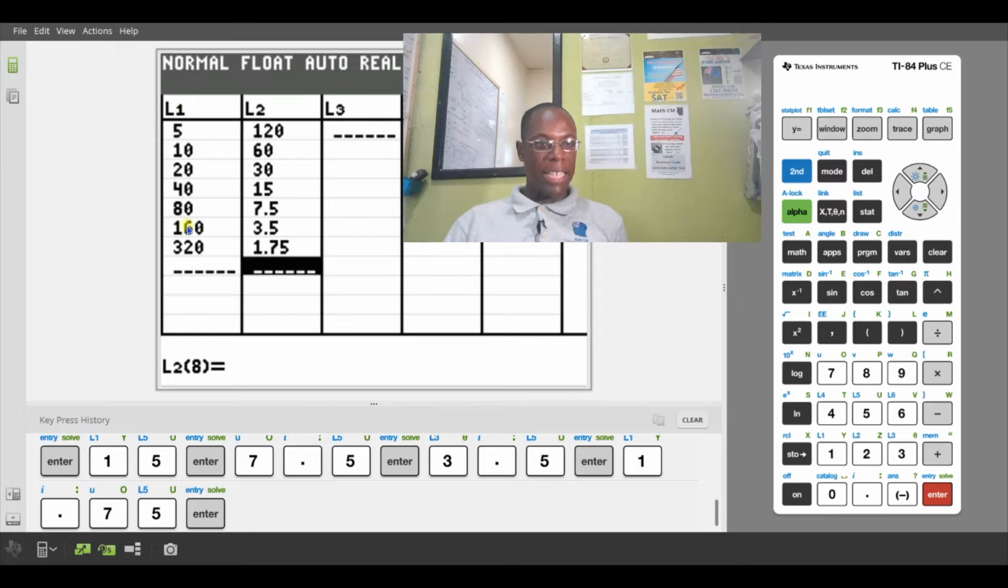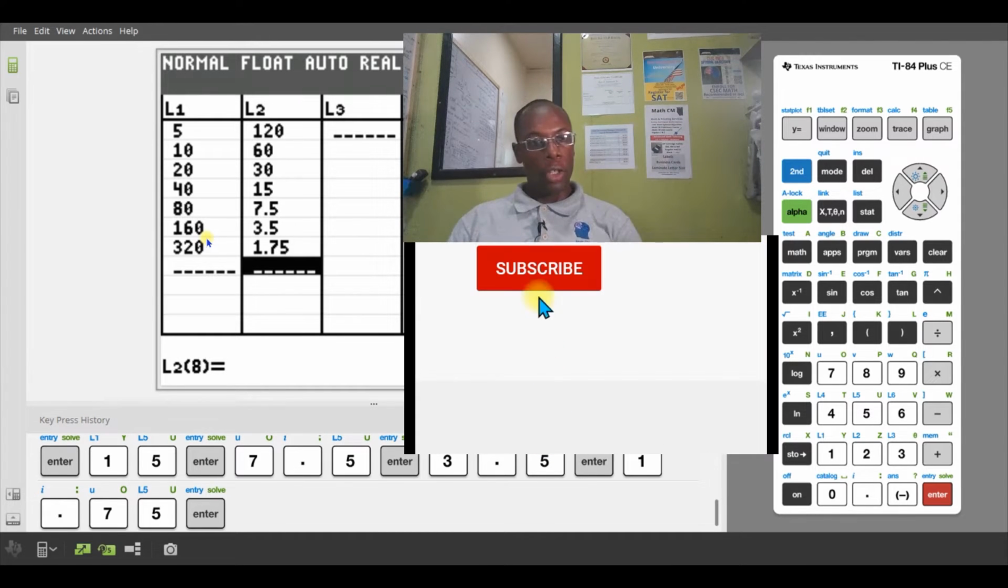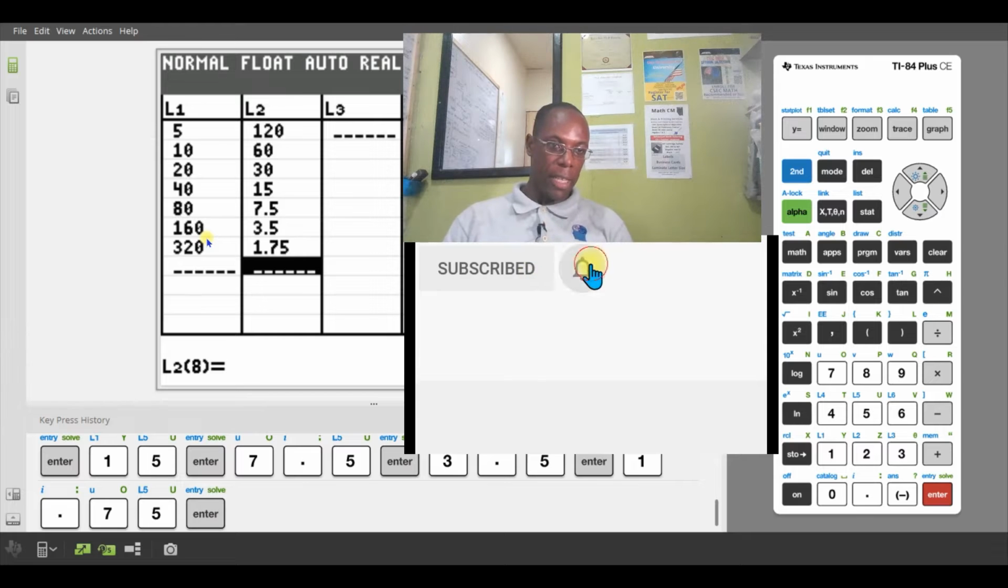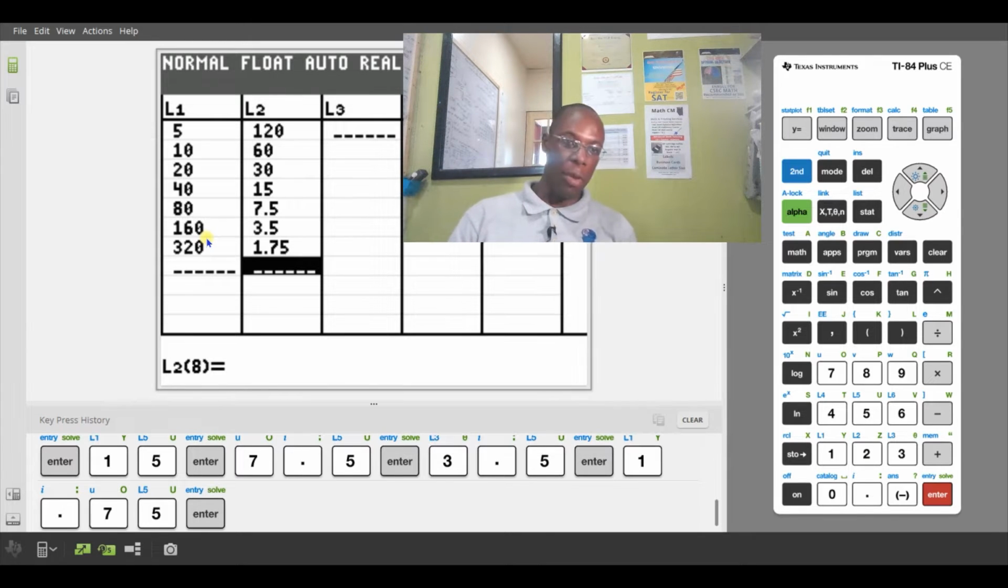The L1, that's my x-axis or my independent variable, whereas the L2 is the dependent variable. So the x's, as I have here in L1, those are the percentage of page coverage. So that's 5%, 10%, 20%, 40%, 80%, 160%. That means you're going bigger than a page. 320%. That's 3 times a usual page, 3.2 times a usual letter page or A4 page.